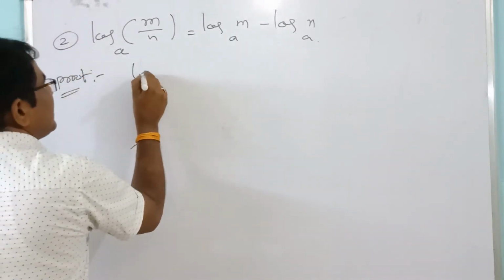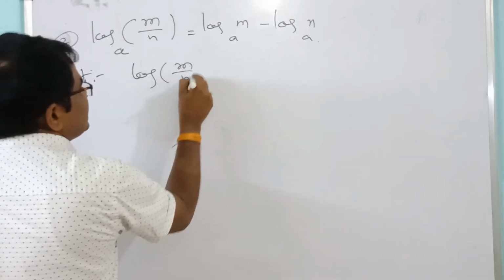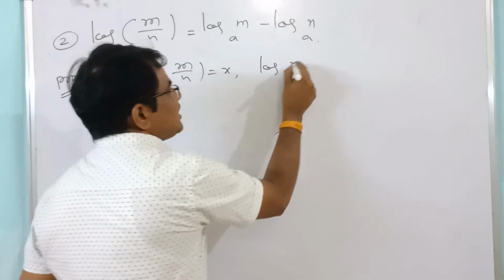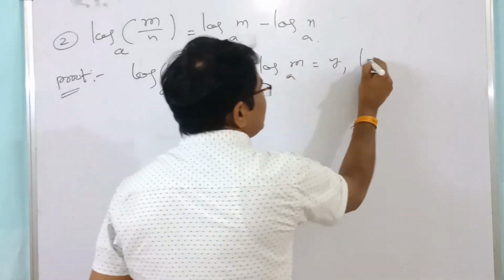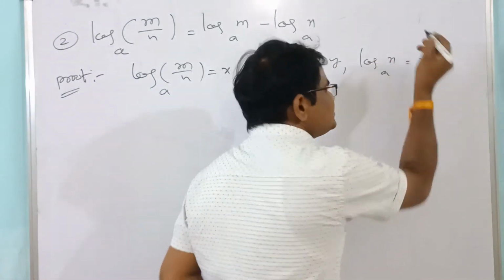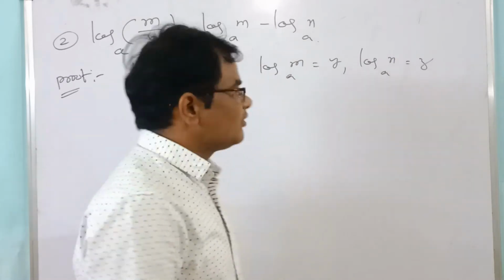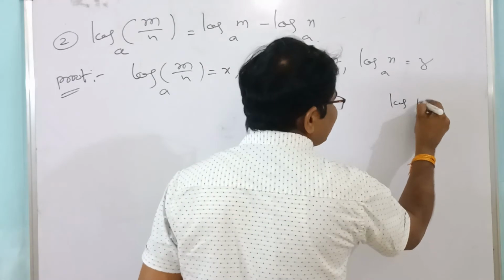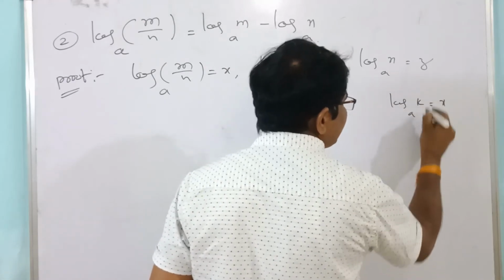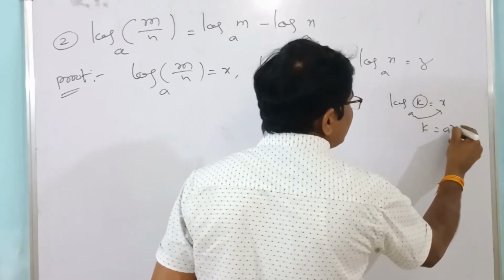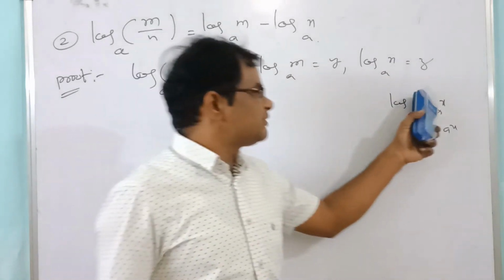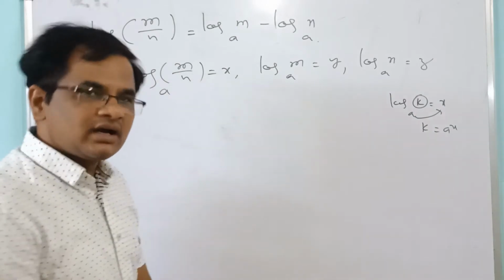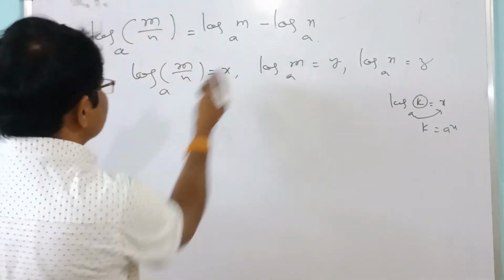Log of m by n to the base a equals x. Next, log m to the base a equals y, and log n to the base a equals z. Now from the logarithmic definition, log k to the base a equals x means k can be written as a power x. This is the logarithmic form, right? Now convert into exponential form.